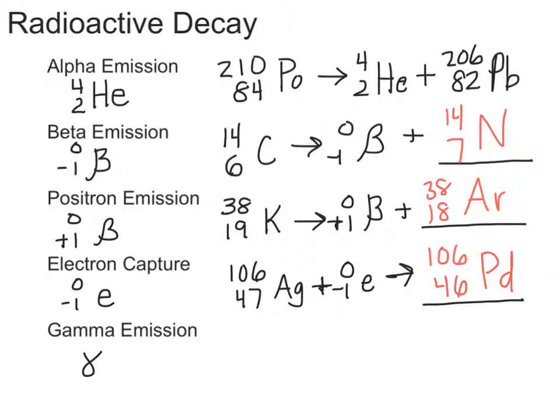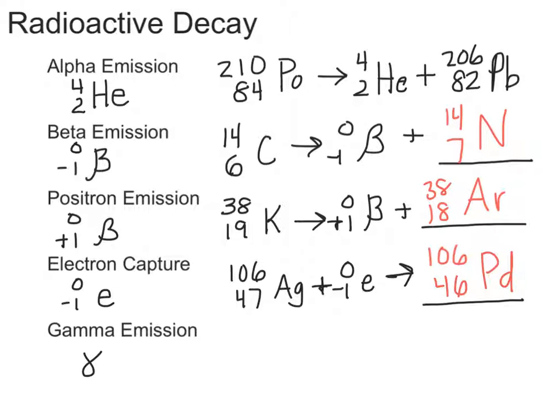The final type of radioactive decay is gamma emission. Gamma rays are high-energy electromagnetic waves that are emitted from a nucleus as it changes from an excited state to a ground state energy level. So the gamma emission usually occurs immediately following some other type of decay, either alpha emission or beta emission, positron emission, or electron capture. And when the other types of decay leave the nucleus in an excited state, as that nucleus goes back to its ground state, it will emit gamma radiation.